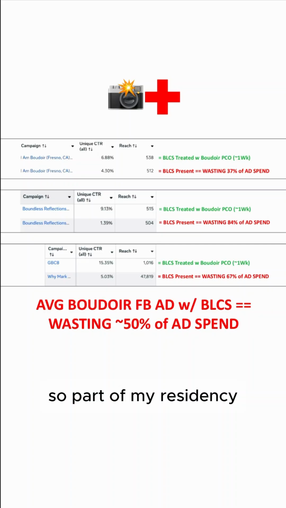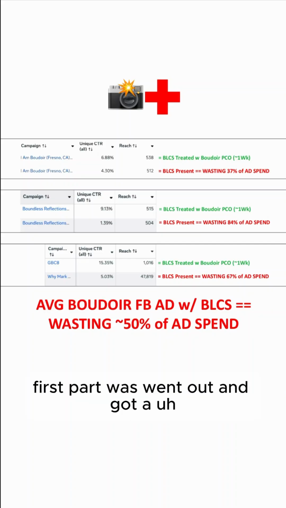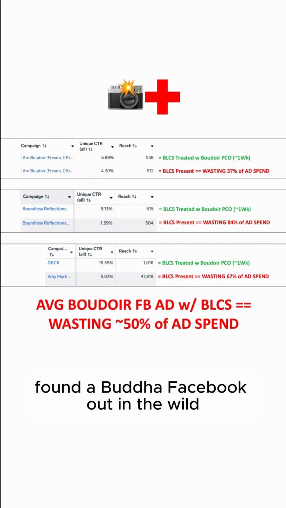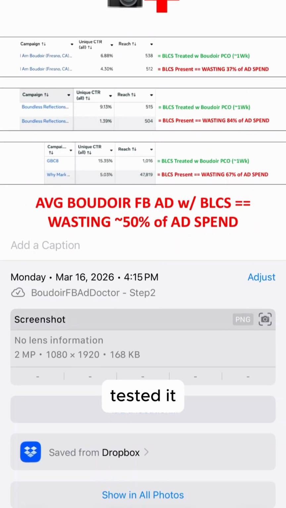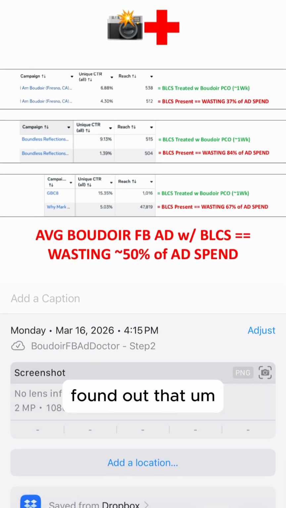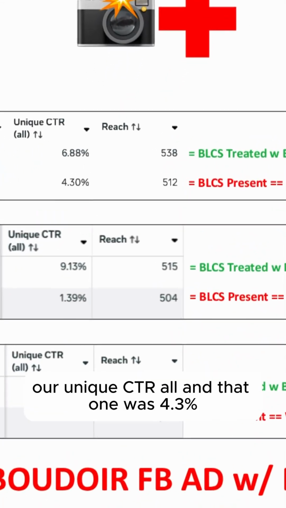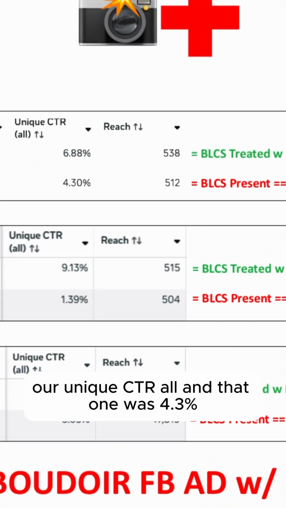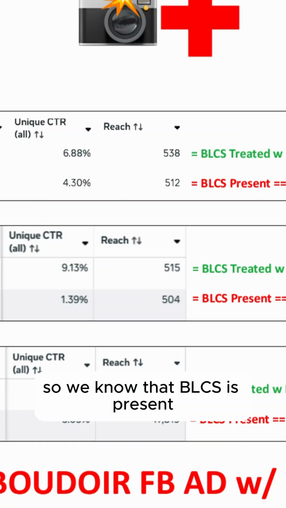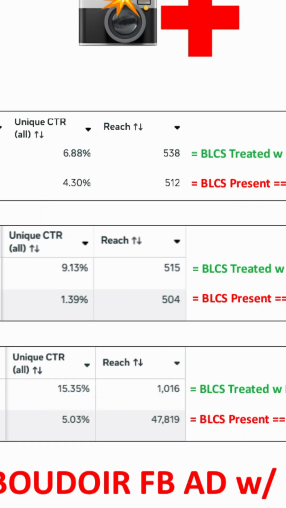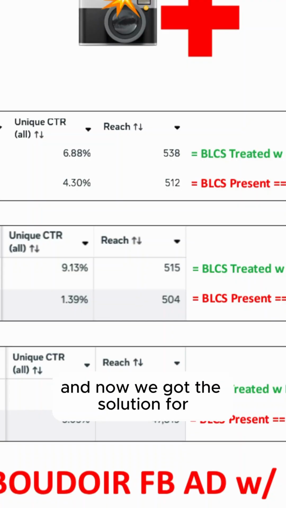So the first part of my residency, I went out and found a Boudoir Facebook ad out in the wild, brought it back here to the hospital, and tested it. We found out that our unique CTR on that one was 4.3%. So our unique CTR is under 6%, so we know that BLCS, Boudoir low click syndrome, is present, and now we've got the solution for it. So we treated it with Boudoir Pico.